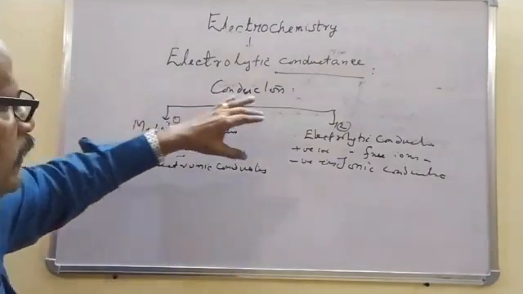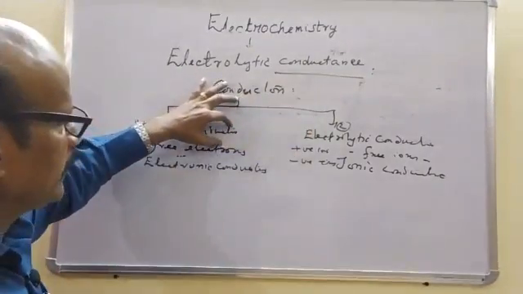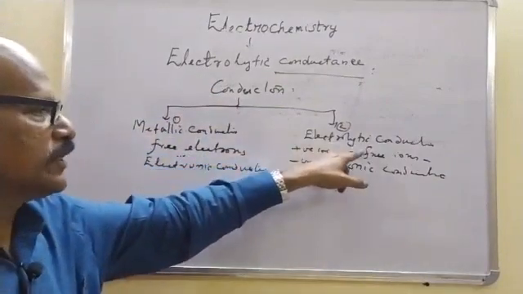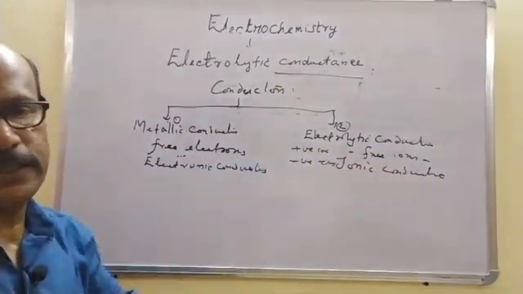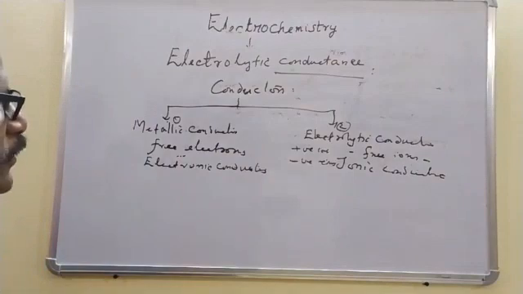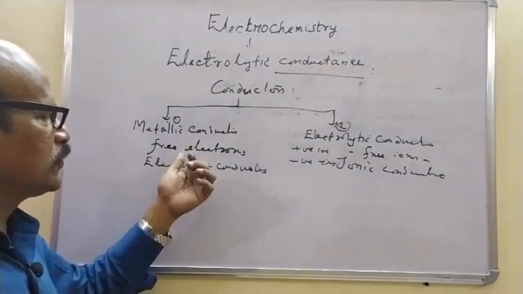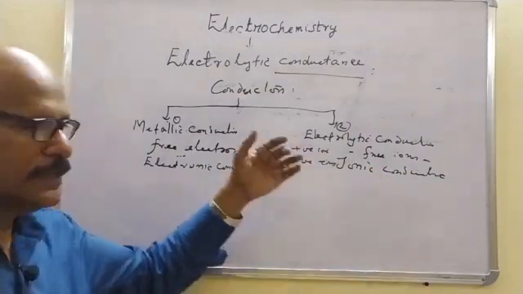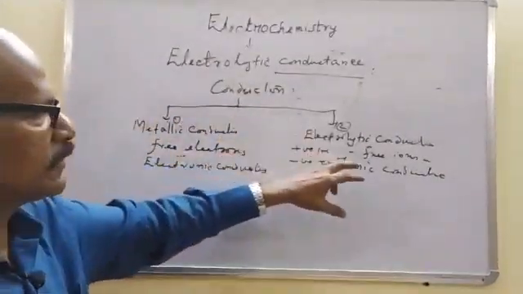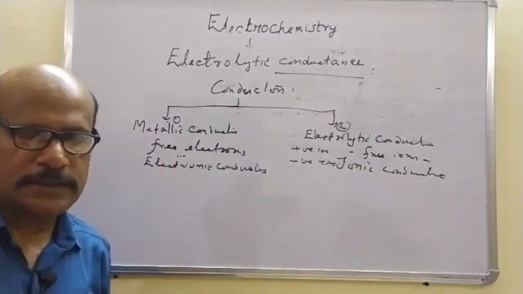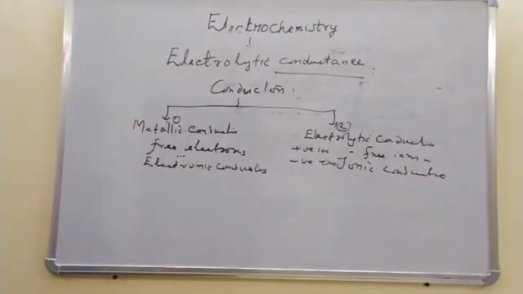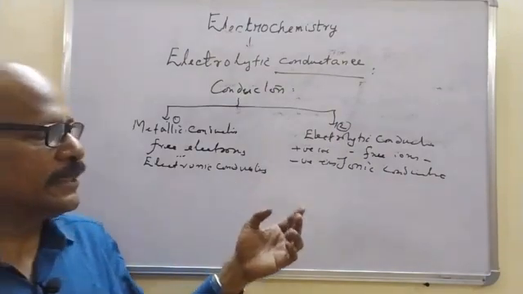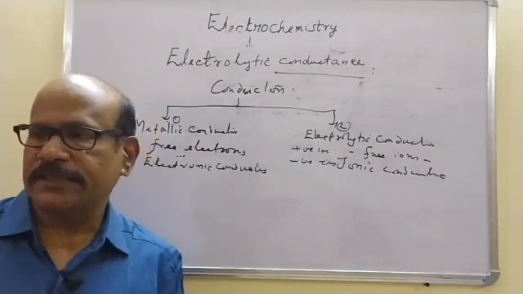For example, we have all metals and metallic alloys, and a non-metal called graphite. In the case of electrolytic conductors, all ionic compounds in aqueous solution act as electrolytic conductors. In the case of metals, free electrons are the carriers. Here the free ions are the carriers. So the first are called electronic conductors, and the second are called ionic conductors. In metallic conductors, as the temperature increases, conductivity decreases. In ionic conductors, the conductivity increases with the increase of temperature.